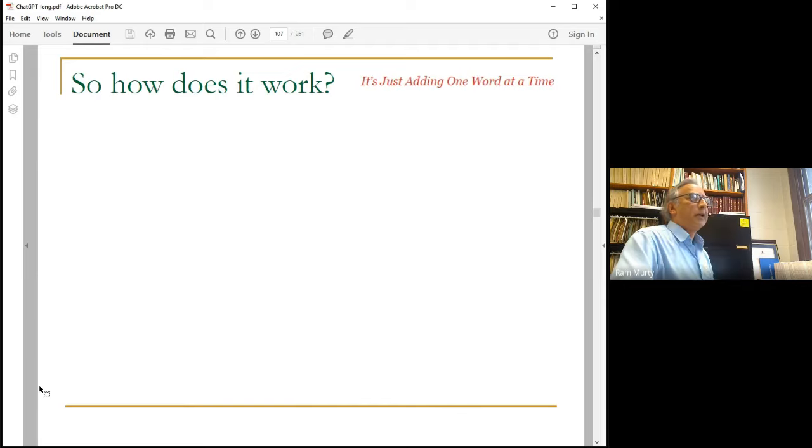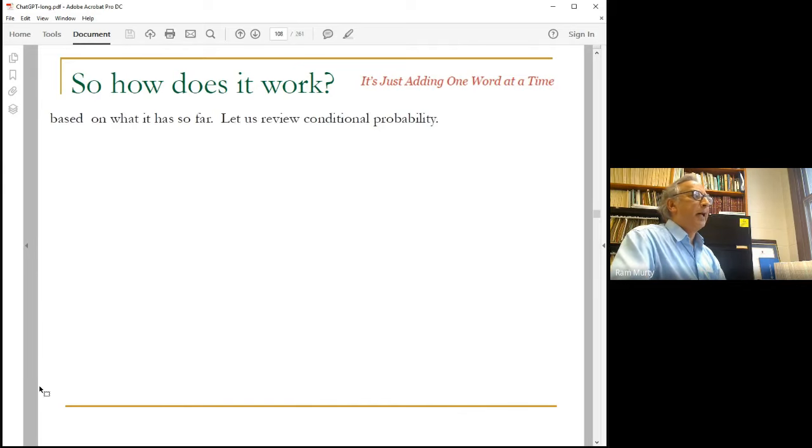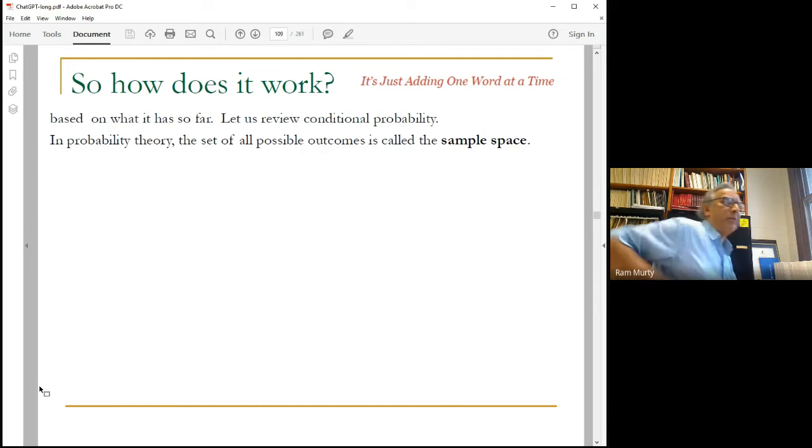So how does it work? It's just adding one word at a time based on what we have so far. Aha. Based on what you have so far, it's adding another word, but it's a probability based on what you have so far. So this now leads us into the concept of conditional probability. So let me just quickly review. I'm trying to make this a general audience talk, so we'll keep the concepts very simple.